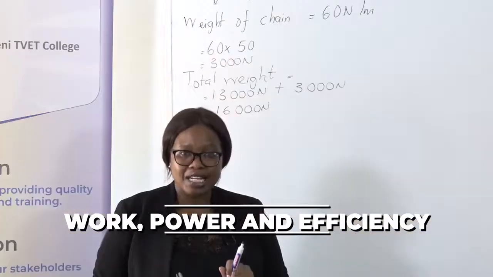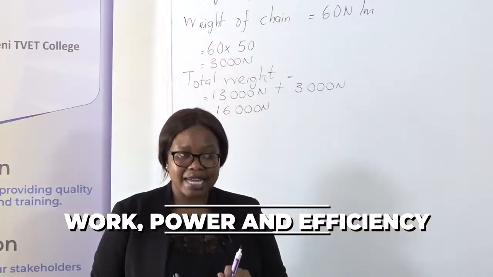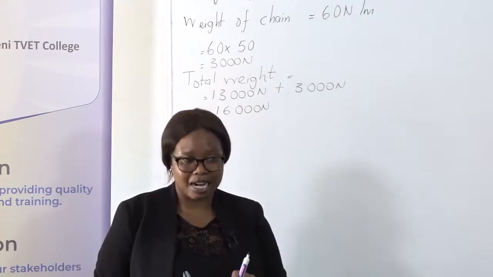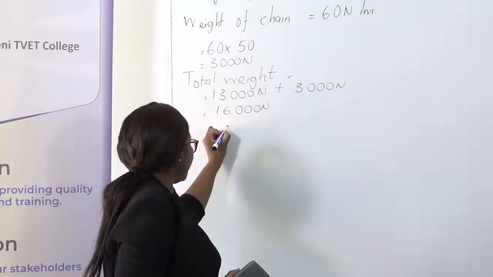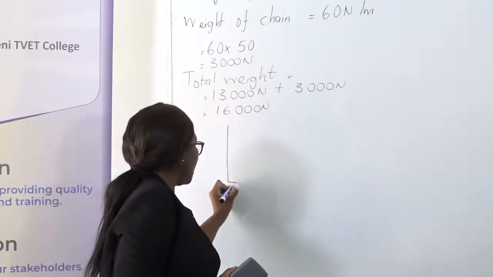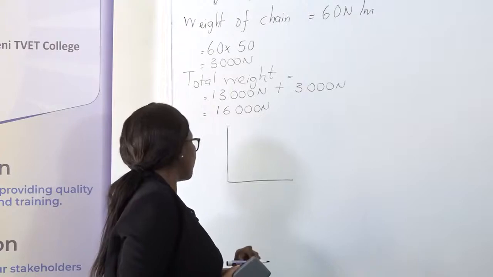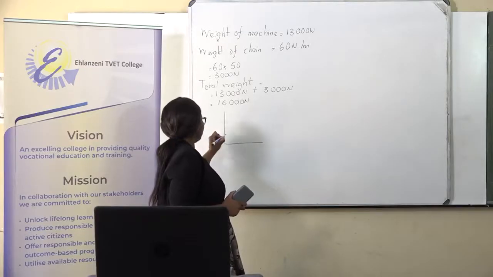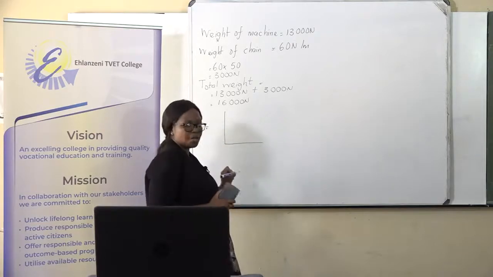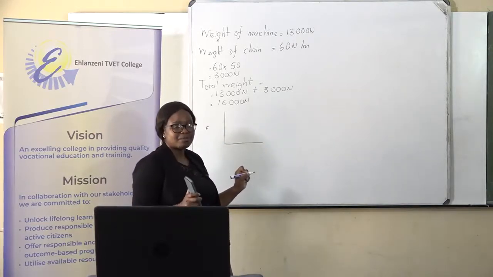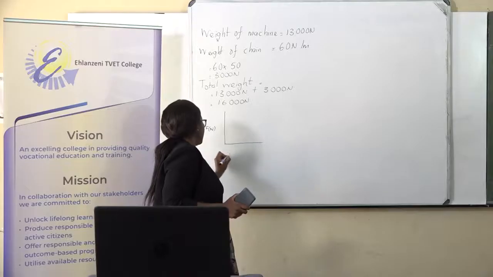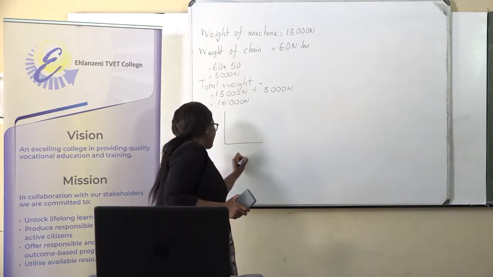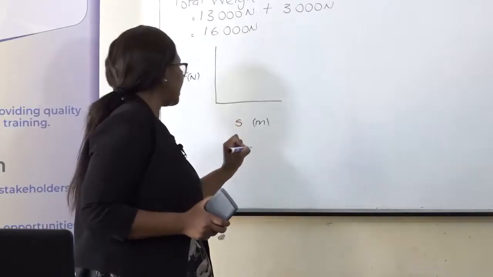With your ruler and your pencil, let's now sketch a force distance graph. We have the vertical and the horizontal. Here we are asked that on the vertical, we put our weight, which is our force, and we need to indicate that force is measured in newtons. And distance is measured in meters.